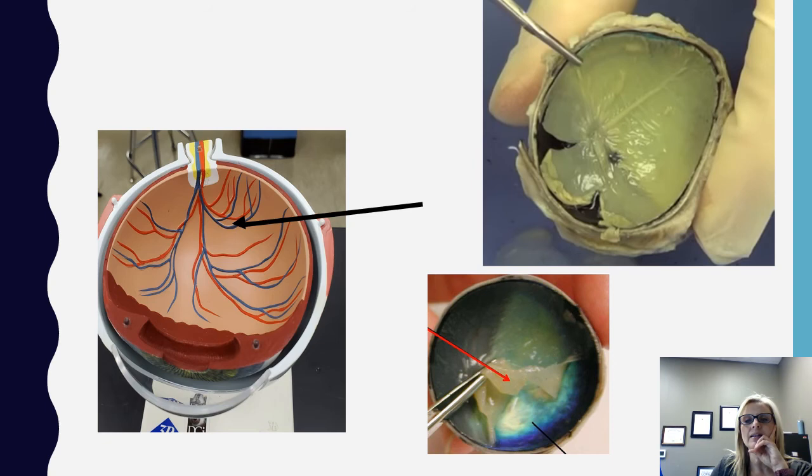All right, so this yellowy looking membranous portion here that is attached at this optic disc, or the blind spot here. What is that called? That is the retina.